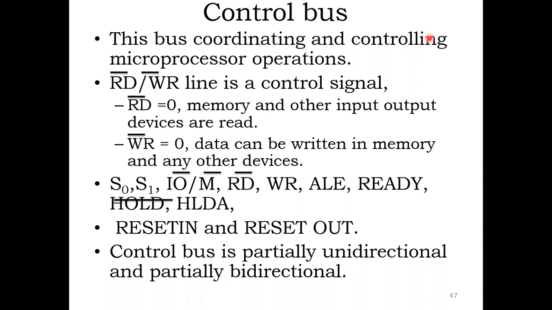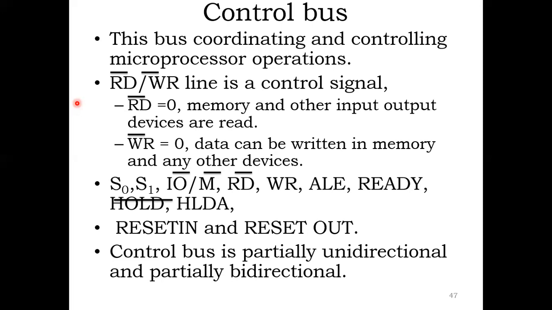The control bus coordinates and controls microprocessor operations. The read and write lines are control signals. Read equal to 0 is an active low condition, that means they put a bar above RD. When it is 0, it will work on that condition. If RD is equal to 0, memory and other input output devices are read. When WR is equal to 0, data can be written into memory and any other devices.